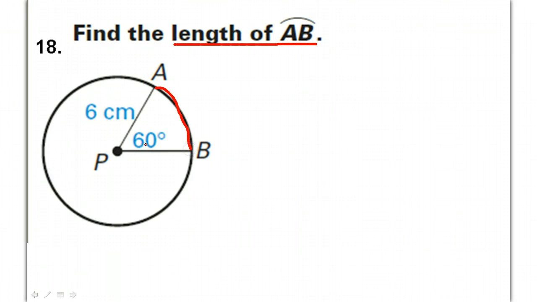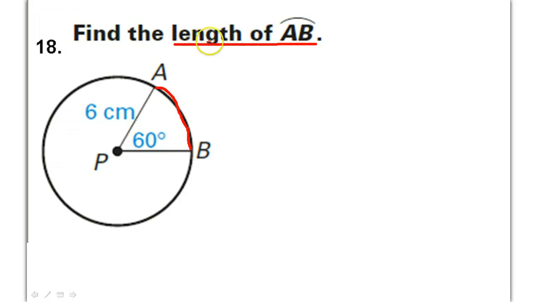Now notice, we're not being asked for degrees. We're not being asked for the measure with a little m. If we were asked for the measure of arc AB, we'd be done, because it would be 60, and that would be the answer. But we're not being asked for the measure, which we know is 60 degrees. We're being asked for the length, which is going to be something in centimeters.